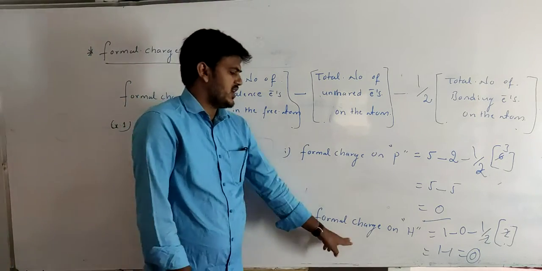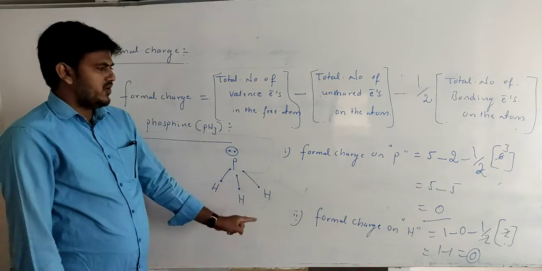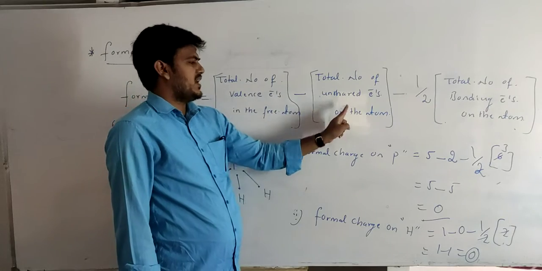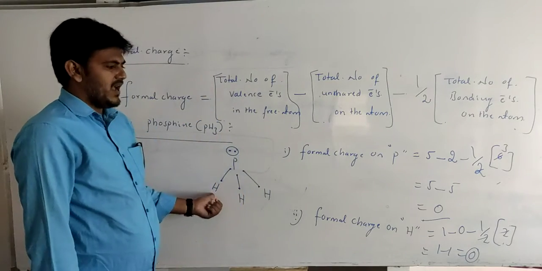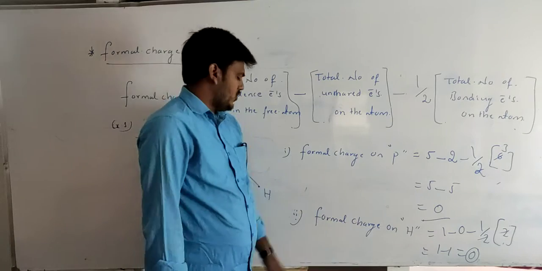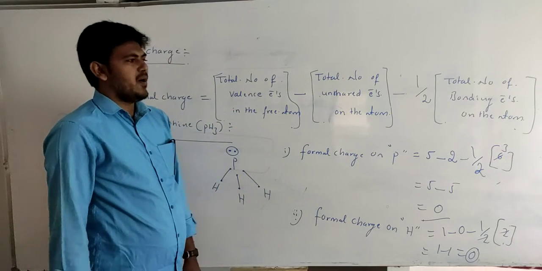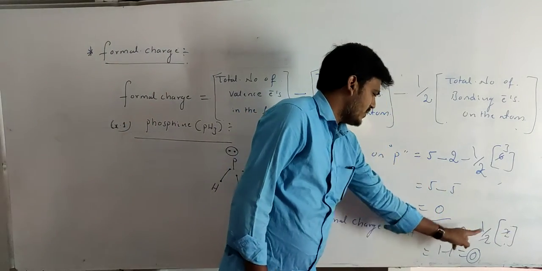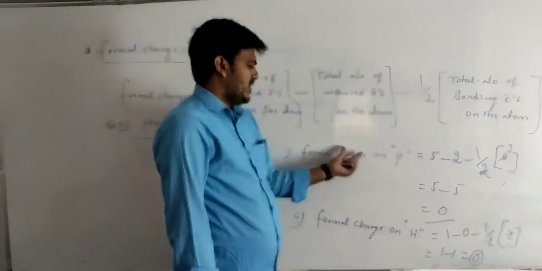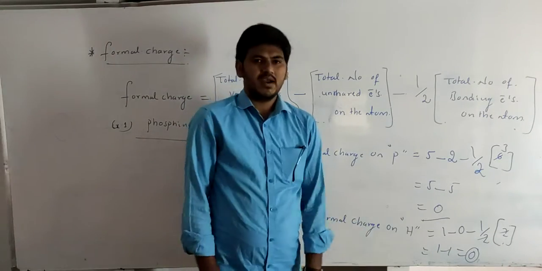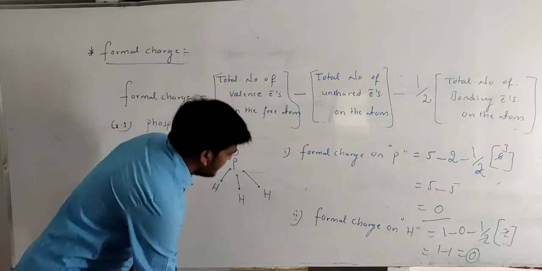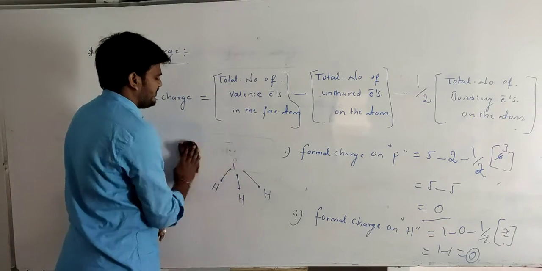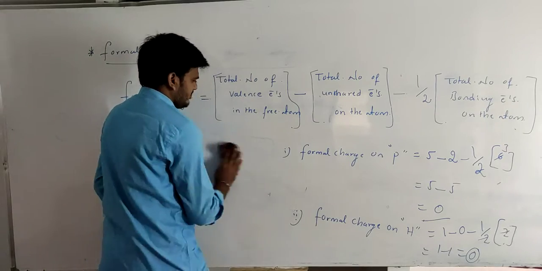Next, formal charge on the hydrogen atom. Hydrogen is a first group element, so valence electrons only 1. Minus total number of unshared electrons on the atom. There are no unshared electrons on the hydrogen atom, so 0. Minus half into the number of bonding electrons on the atom. Only 2 bonding electrons, so half into 2 cancels. 1 minus 1 is 0. So formal charge on phosphorus is 0, and formal charge on hydrogen is 0. So this is formal charge, and example 1 is phosphine. Next, the second example. Very simple.